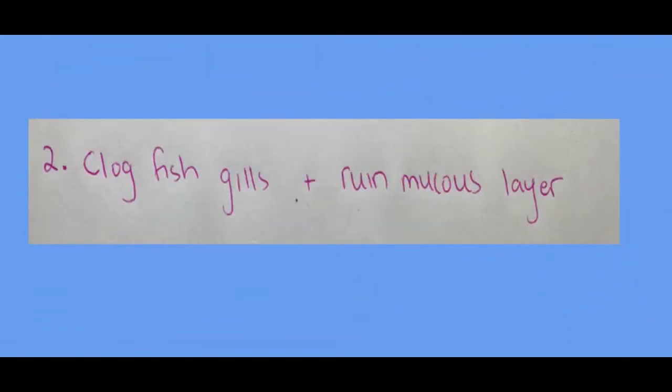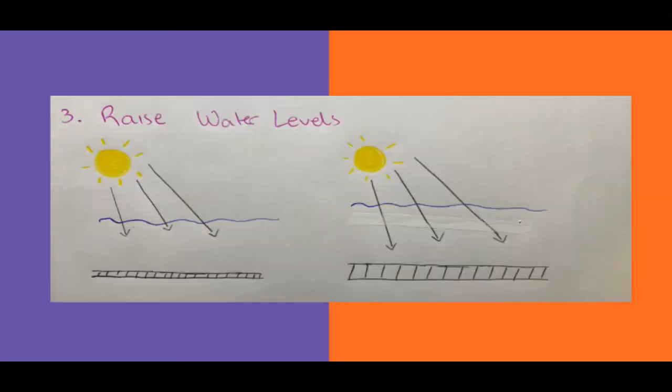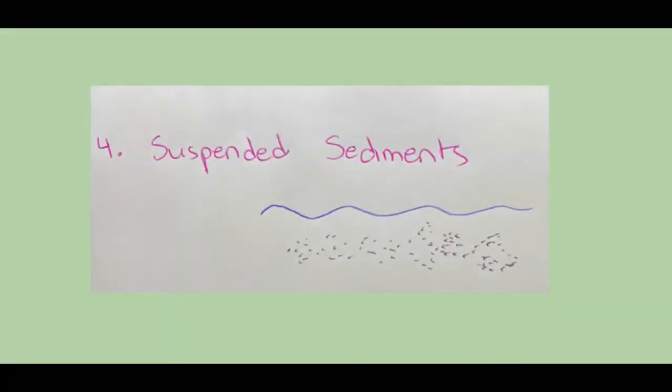Second, sediments can clog fish gills as well as ruin the protective layer of mucus covering scales and the eyes of fish. These both make them more susceptible to death and infection. Third, an increase in settled sediments can also raise water levels, exposing more surface area to the sun, which will also increase water temperature to a certain degree. Lastly, sediment suspended in the water column presents its own issues. High concentrations of suspended sediments can dislodge organisms and plants in the streambed.